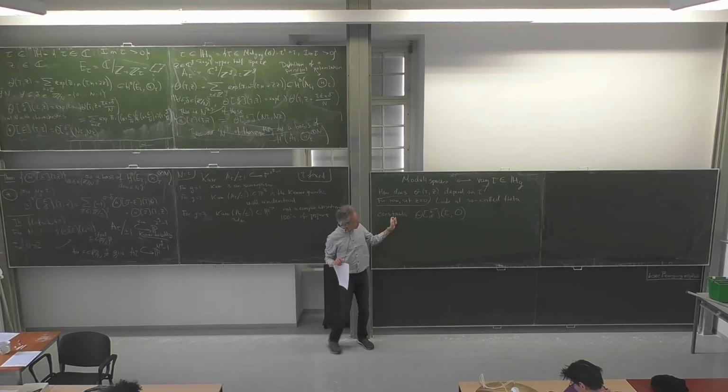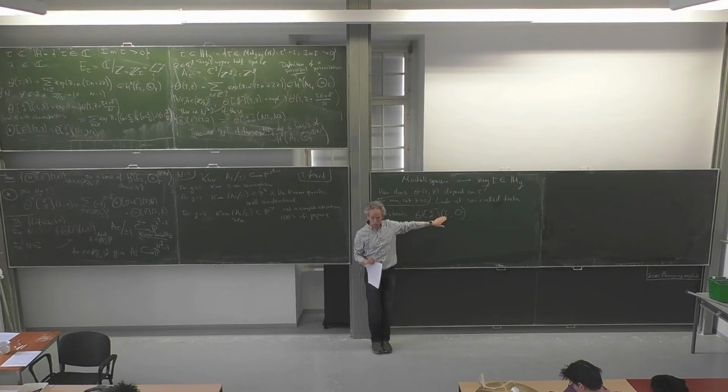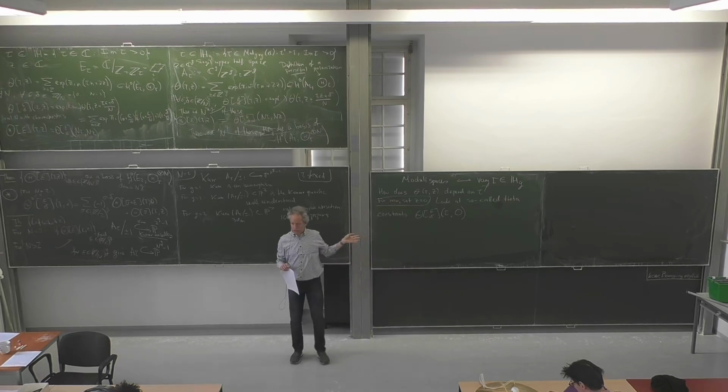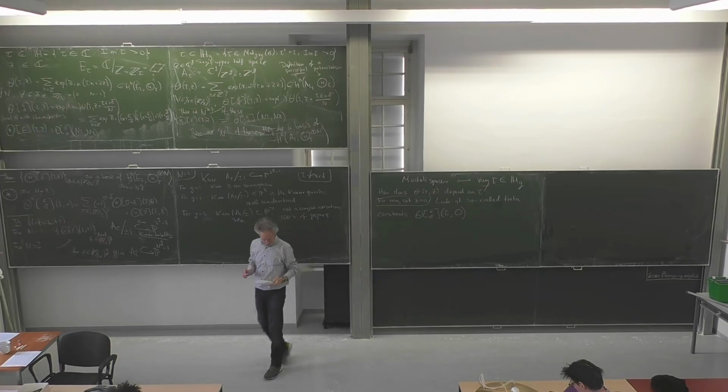So these are called theta constants. That's a classical name. It's a horrible name. It's not a constant. It depends on tau, right? But constant means it does not depend on z. And I'm about 150 years late to change the name, so we'll call them theta constants.